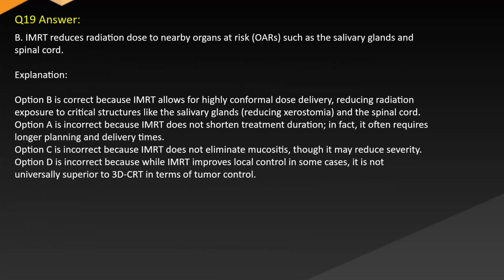Answer: B. IMRT reduces radiation dose to nearby organs at risk, OARs, such as the salivary glands and spinal cord. Explanation: Option B is correct because IMRT allows for highly conformal dose delivery, reducing radiation exposure to critical structures like the salivary glands, reducing xerostomia, and the spinal cord. Option A is incorrect because IMRT does not shorten treatment duration. In fact, it often requires longer planning and delivery times.